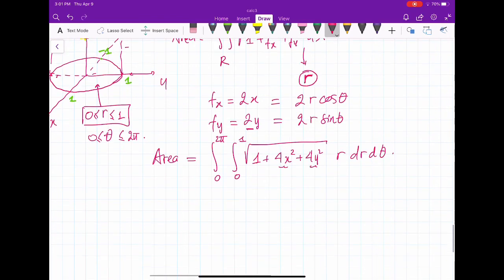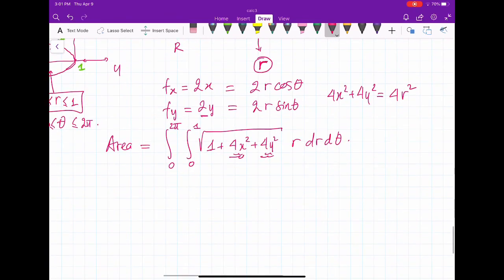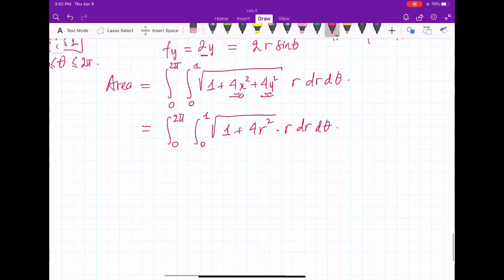So if you just find 4x squared plus 4y squared, you will get 4r squared, because sine squared and cosine squared gives you 1. So basically I have the integral from 0 to 2 pi, in here from 0 to 1, and then 1 plus 4r squared times r dr d theta. Agree? Yeah, we met this integral in the previous example.